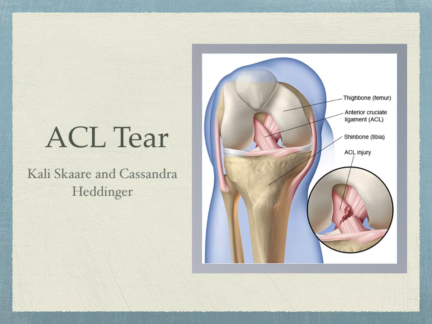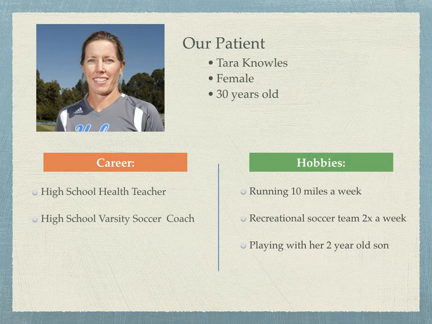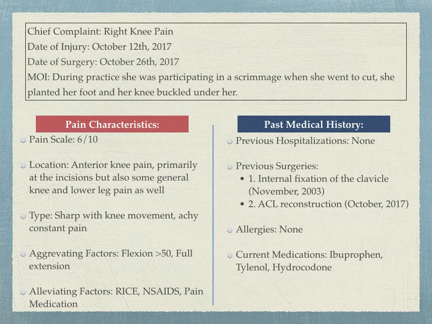This is the rehabilitation case study on the ACL by Callie Scory and Cassandra Hedinger. This is our patient, Tara. She's a 30-year-old high school health teacher as well as a girls' high school varsity soccer coach. She runs about 10 miles a week and plays on a recreational soccer league team 2 times a week. She also enjoys playing with her 2-year-old son.